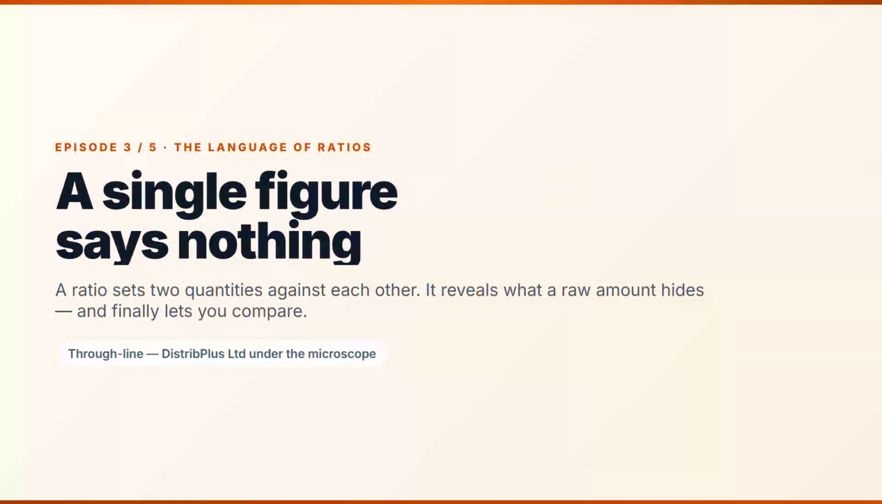A single figure says nothing. But a ratio sets two quantities against each other and reveals what a raw amount hides. It finally lets you compare two companies of different sizes. Let's put DistribPlus under the microscope.